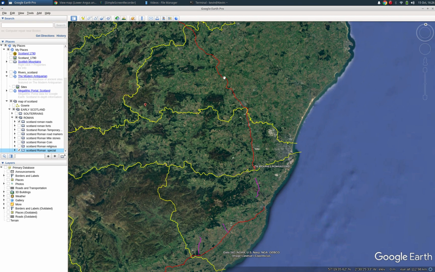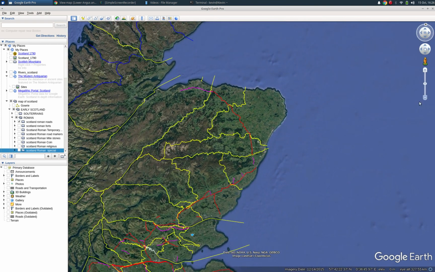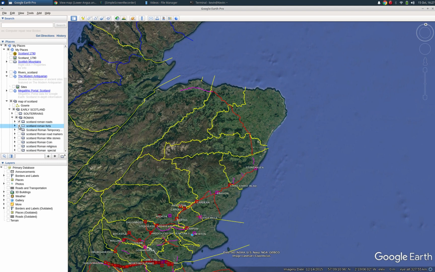And it does actually appear to follow very accurately the route of the Roman road. Interestingly enough, that's 2,000 years perhaps since the Romans were there. Another thing that we can do here is look at the layout of the roads and point to, for example, Roman forts. Now these are all of the Roman forts in the north of Scotland and on the Antonine Wall.